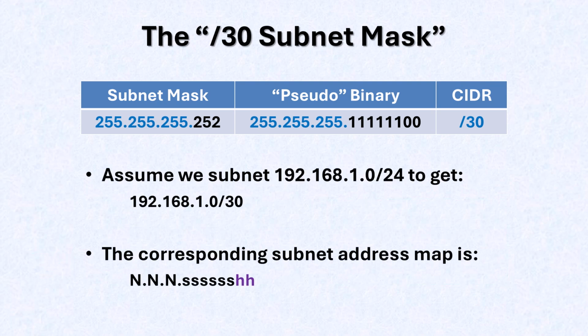We will look at the details of subnetting later in the series. But for now, let's assume we subnet 192.168.1.0 to get a network address with a /30 subnet mask. The corresponding subnet address map is as shown. It has 30 network bits and 2 host bits.